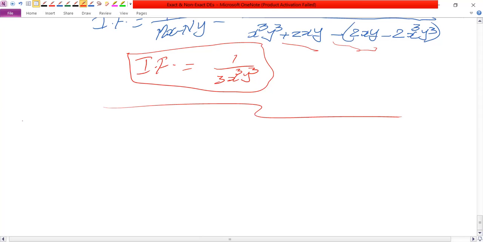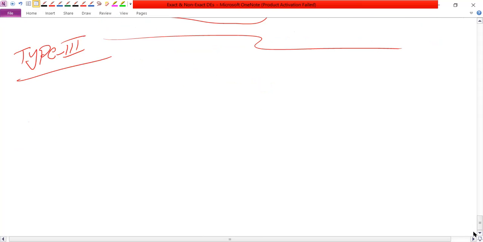Now going to explain type 3. I'll explain type 3 and type 4 at a time. Type 3 and 4 both are at a time, but whenever it requires, then I'll separate it. What is a type 3 and what is a type 4?